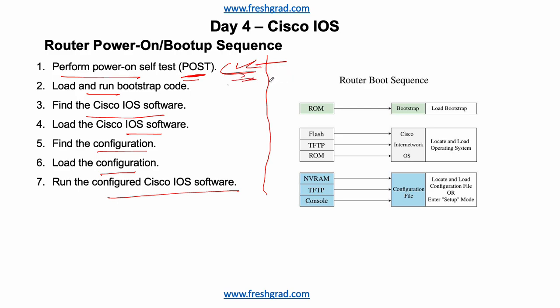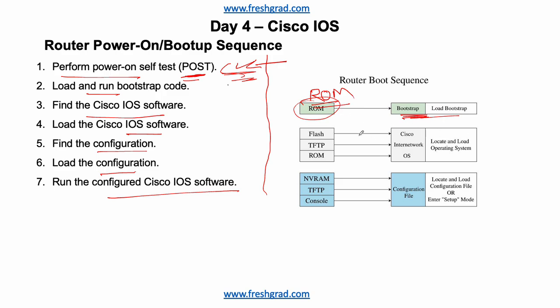Now the bootstrap program is loaded from the read-only memory. We are going to discuss what RAM is in the next slide. The bootstrap is loaded from the read-only memory, and it controls the search and load process of the IOS. In the configuration register check, the bootstrap reads the configuration register value, which determines how the router will boot up.